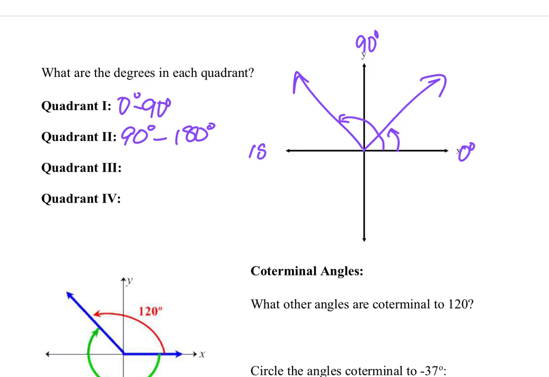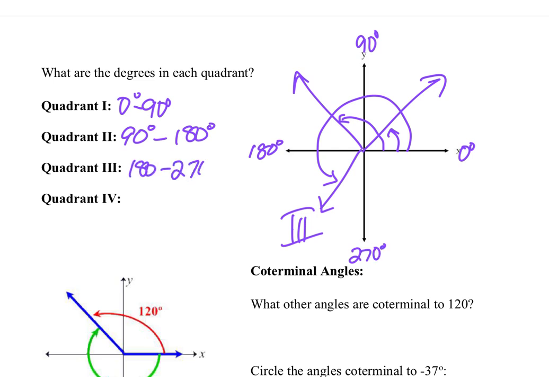Okay, so this is 180 degrees. Then we go down here. If we're in quadrant 3 here, we're swooshing all the way over to here. That's somewhere between 180 and 270. And quadrant 4 is over here between 270 and 360.